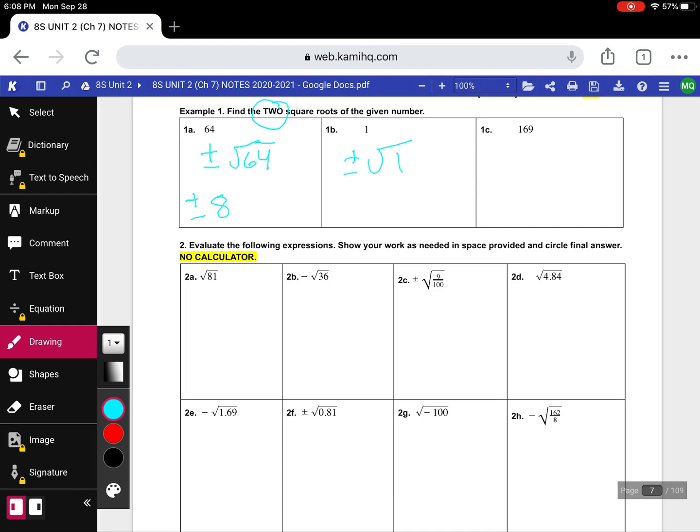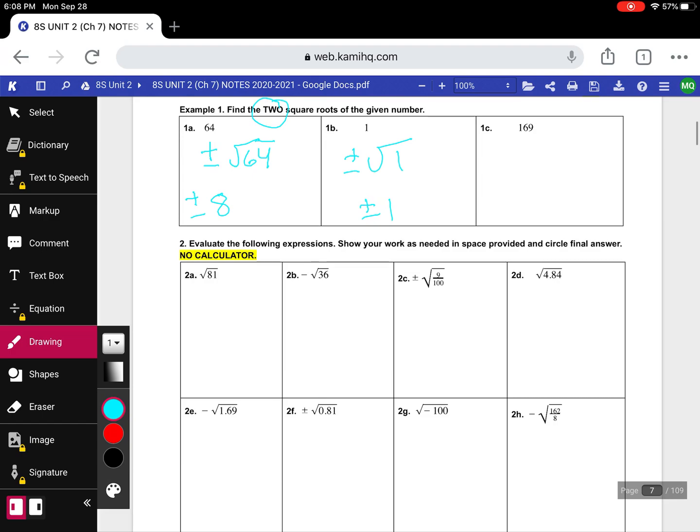Okay, the square root of 1. 1 times 1 is 1, so the answer is just plus or minus 1. And then I want to find the 2 square roots of the given number for 169. Well, the square root of 169, I hope you know, is 13, and it's positive or negative. So there's my answers, okay?